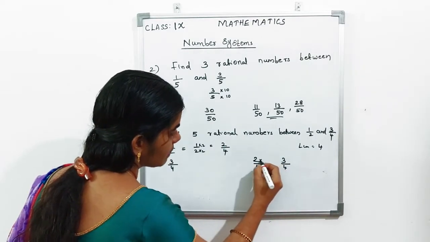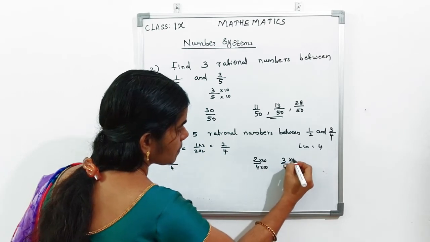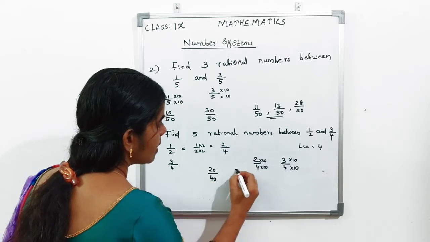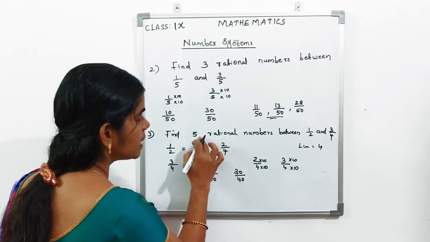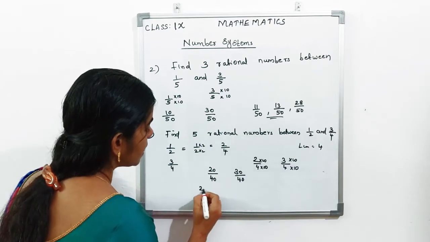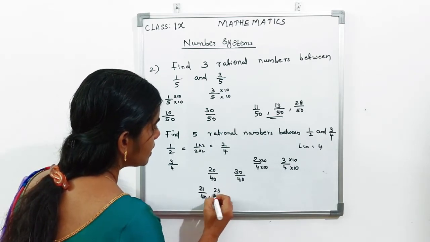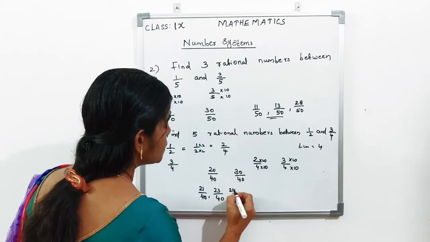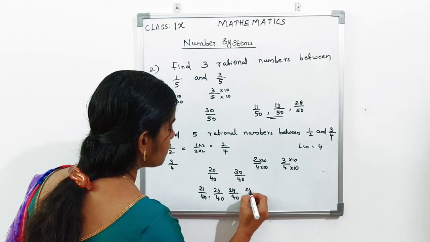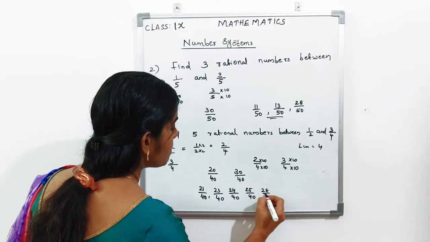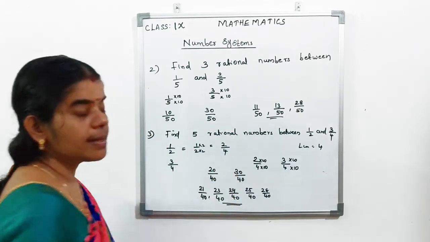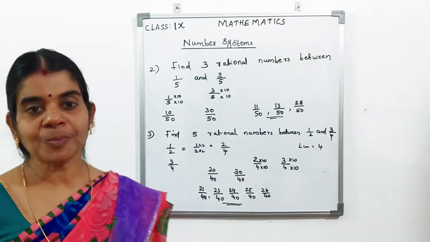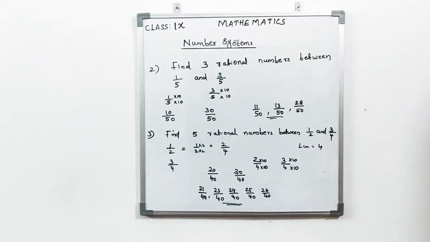Then you can multiply with 10. You will get 20 by 40 and 30 by 40. You want to find 5 rational numbers. Then you can write 21 by 40, 23 by 40, 24 by 40, 25 by 40, 28 by 40. Like that, any 5 rational numbers we can write. Is it clear now?